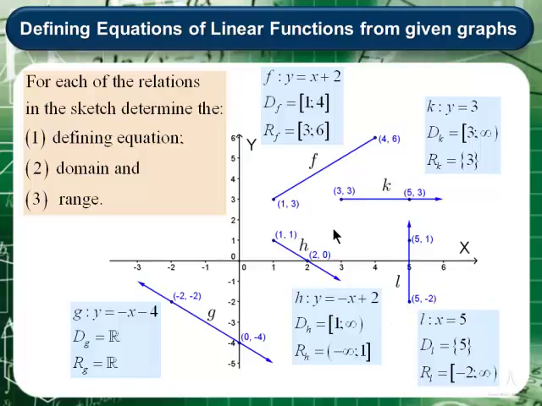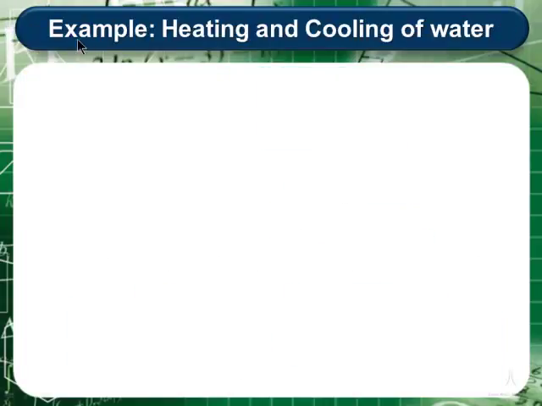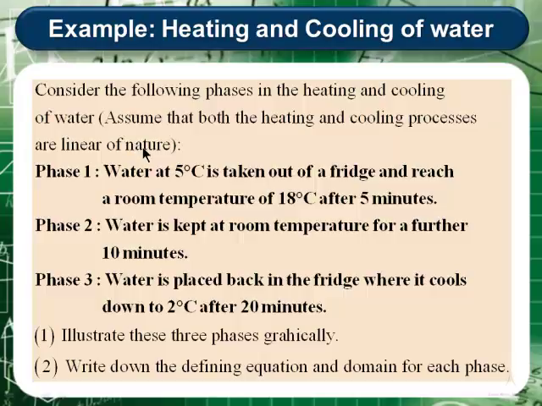We now look at some practical applications of increasing, decreasing and constant functions. An example that I'm looking at here is the heating and cooling of water. Assume we have the following situation. Consider the following phases in the heating and cooling of water. Assume that both the heating and cooling processes are linear in nature.